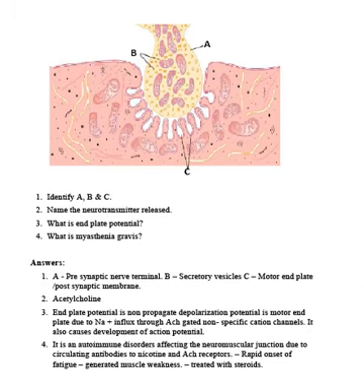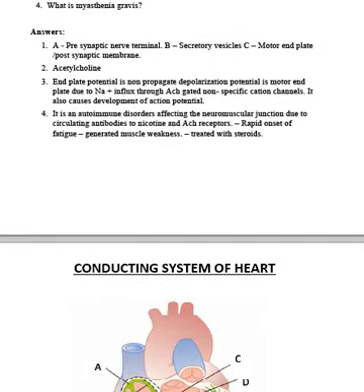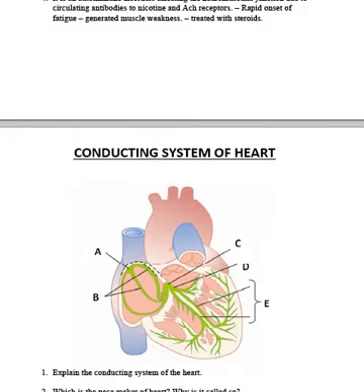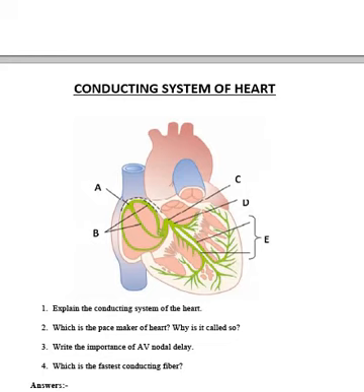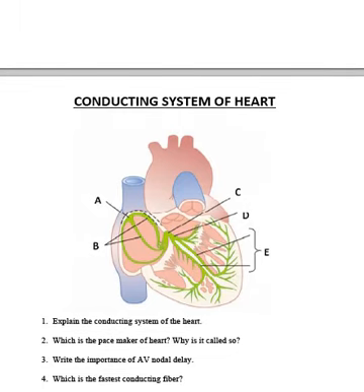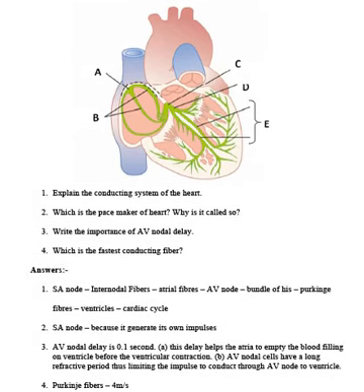Okay, next let me move to the next chart, the conducting system of the heart. Here they ask to explain the conducting system and to mention A, B, C, D, E. They also ask which is the pacemaker of the heart and why it is called so, to write the importance of the AV nodal delay, and finally which are the first conducting fibers. So these questions will be given, and we are going to give the answers.